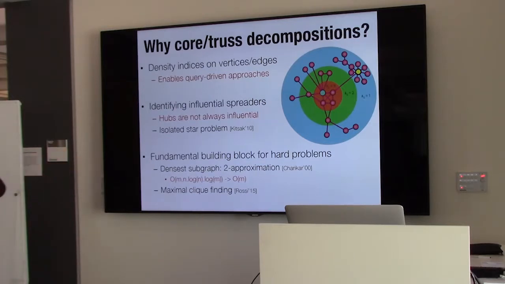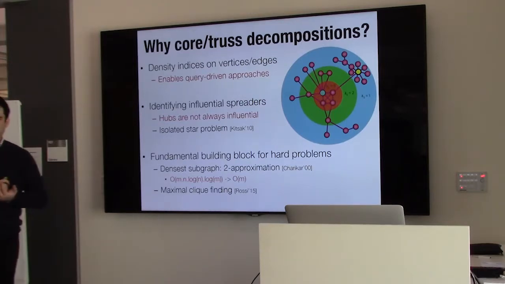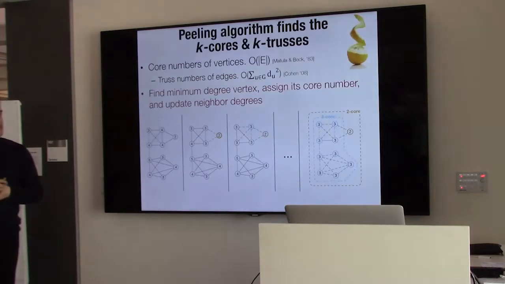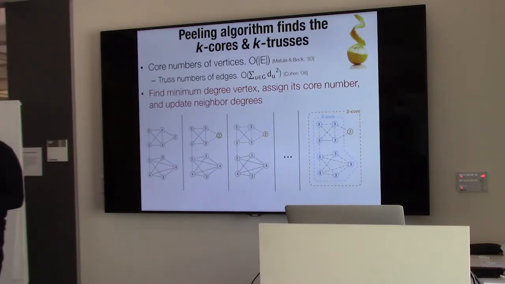And similarly, for maximal clique finding, you can use k-truss decompositions to filter out your search space and focus on a much smaller subgraph to find your maximum cliques. Algorithm-wise, both algorithms share a methodology known as peeling. You can consider that you start peeling an orange or onion from the outside to the inside.